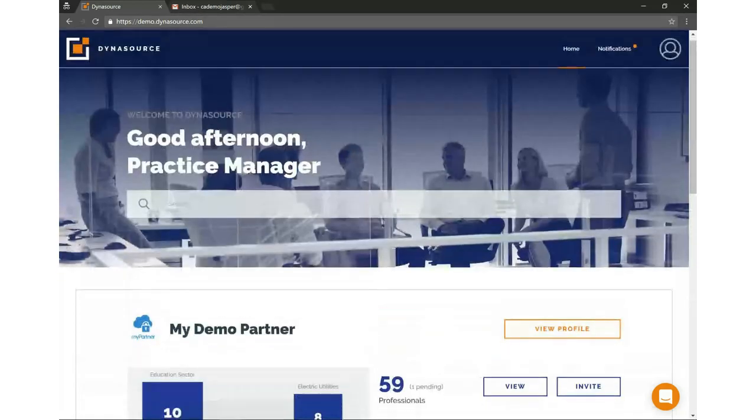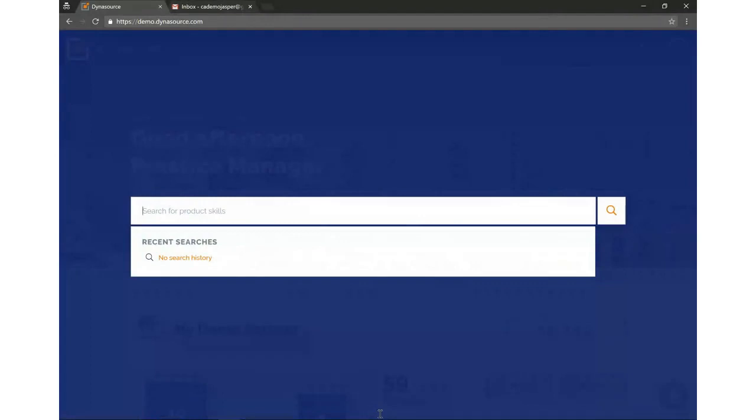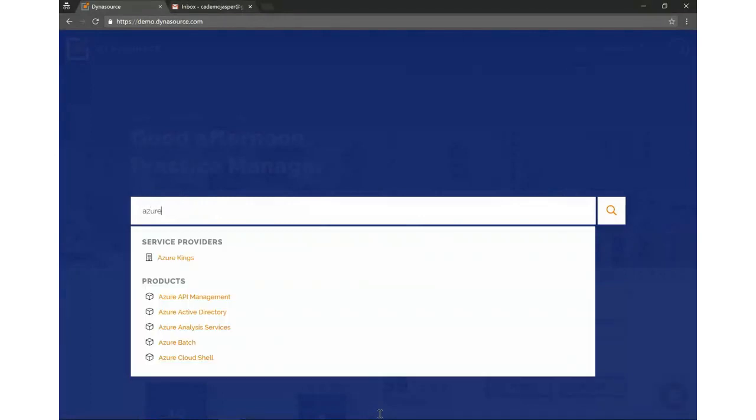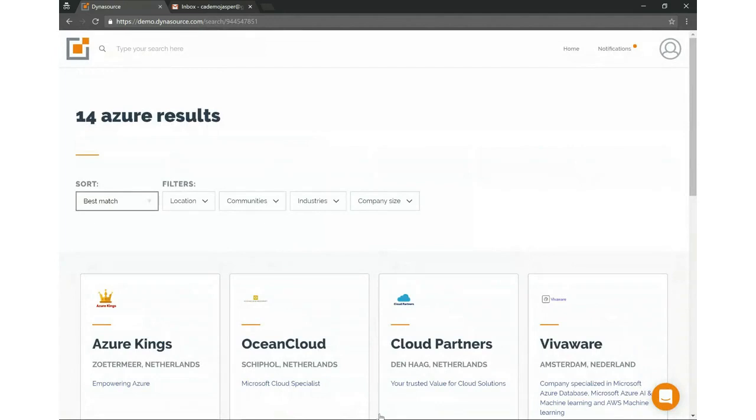Say, because I promised you we'll use the search bar today, I have a project, I'm a service provider, I have a project in Azure. I would use Dynasource to look for an Azure partner. I would type in Azure, and as you can see, there are 14 results of companies who claim to do something with Azure or who tell something about Azure in their profile.